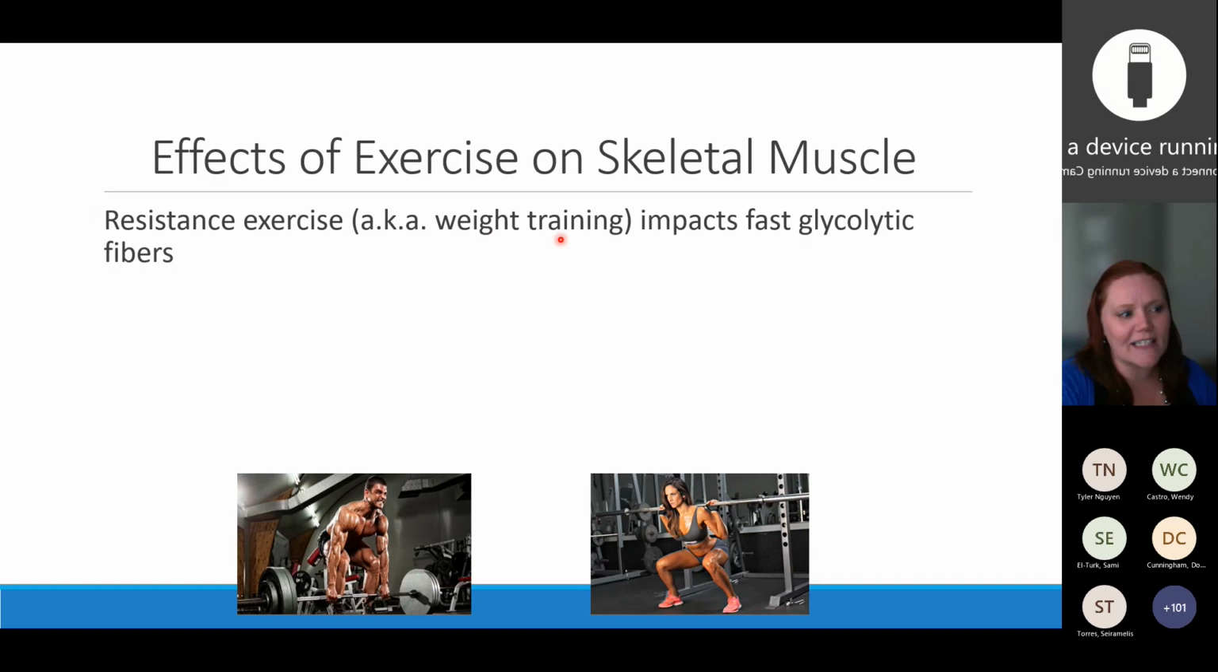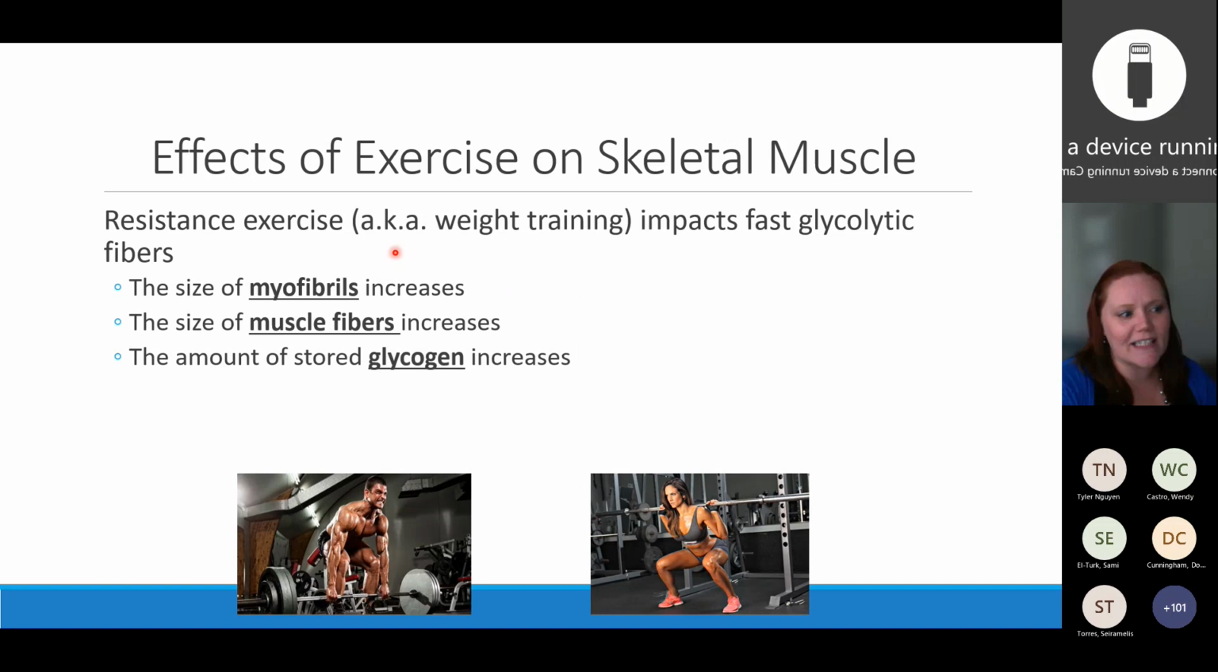Compare that to when we do resistance exercise. So this is things like weight training. When we do weight training, we're impacting the fast glycolytic fibers instead. When we impact fast glycolytic fibers, it's not so much that we're increasing the blood flow as much as we're increasing the size of our protein tubes, or the size of our muscle fibers, our muscle cells, or we'll even increase the amount of stored sugar they have to make it possible for them to contract stronger.